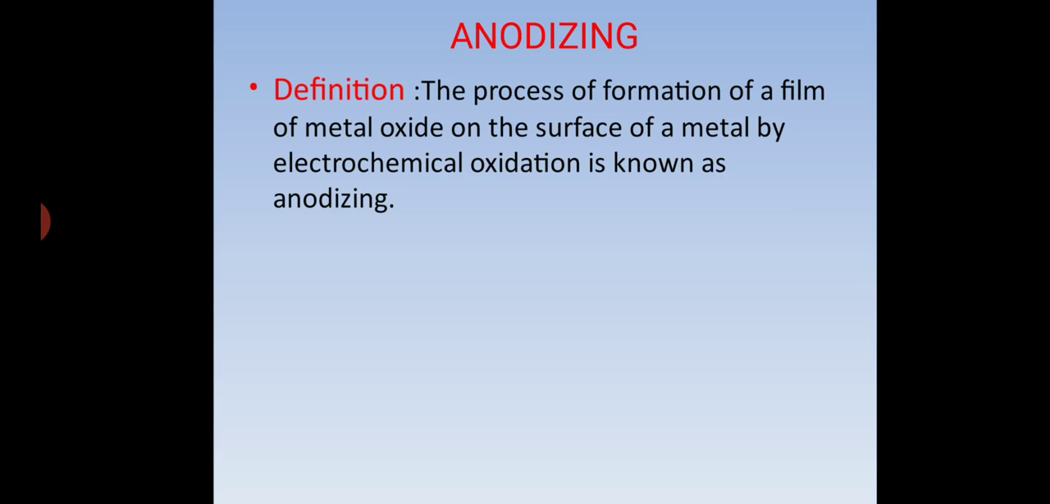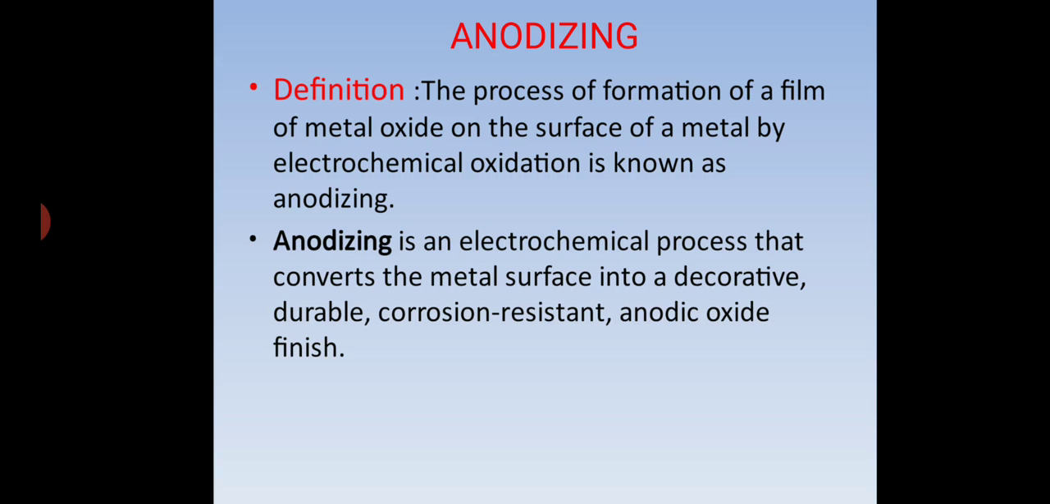So in a similar way, how to achieve that? By using the process known as anodizing. What is done here? The outer surface is converted into oxide. Only, students, remember, only the outer surface is converted into its metal oxide, but the inside it will be the same metal. By this means we can protect the surface of the metal. So anodizing is an electrochemical process that converts the metal surface into a decorative, durable, corrosion resistant anodic oxide finish. It could be for decorative purposes, for increasing its durability, for corrosion resistance, anything. So it is an electrochemical process.